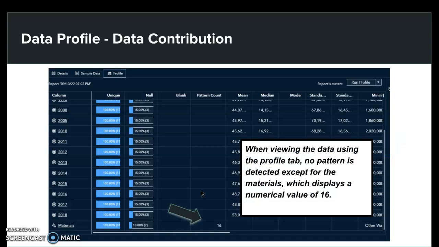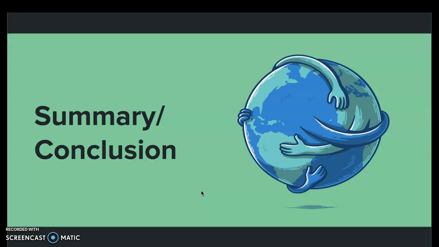And so for data contribution, when viewing the data using the profile tab, no pattern is detected except for the materials, which displays a numeric value of 16.